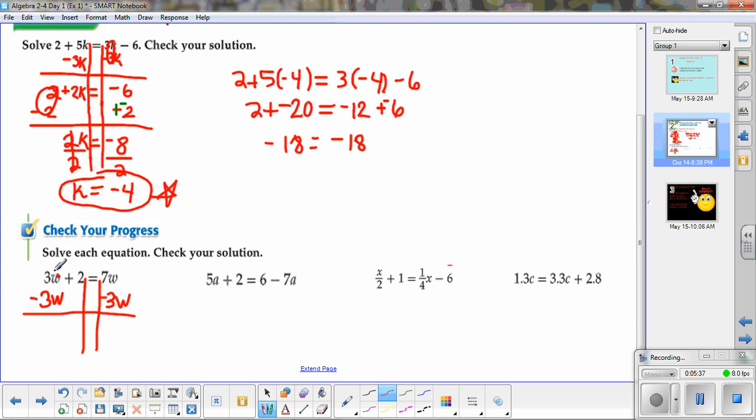3w minus 3w is 0, and 0 plus 2 is 2. On the other side, 7w minus 3w is 4w. Now we want to end up with just 1w. So to undo this 4 times w, we're going to divide by 4 on the other side as well. 4 divided by 4 is 1, so I have 1w. And on the other side, 2 divided by 4 is 1/2, or 0.5, or 5/10.